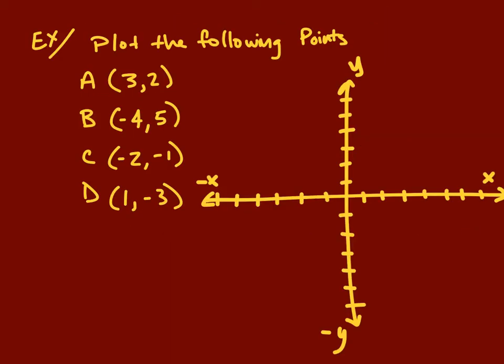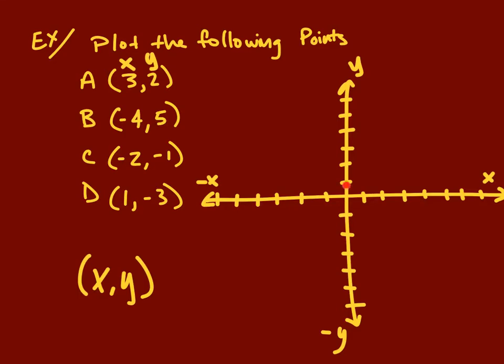If I look at all these examples, I want to plot the following points: A, B, C, and D. What I want to consider here is that my point is always in the form of x comma y. My first number is always my x value, and my second number is always my y value. So let's talk about plotting point A. Point A is the point 3, 2. What this means is that my x value is 3 and my y value is 2.